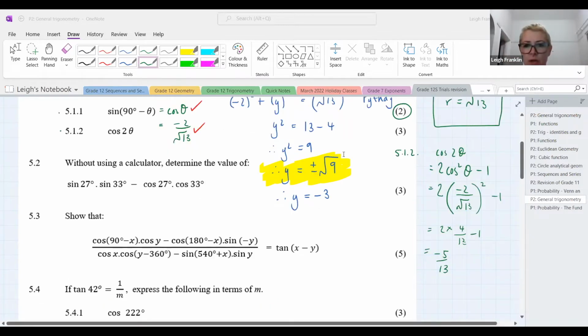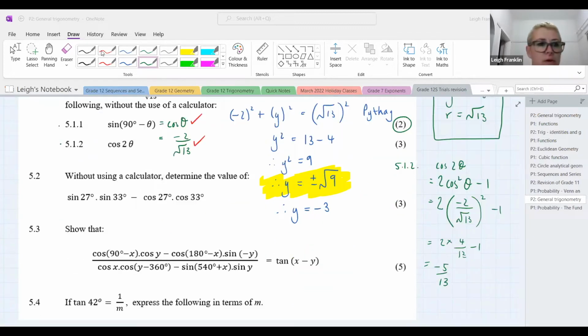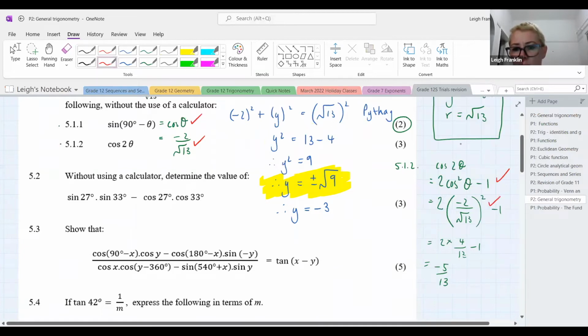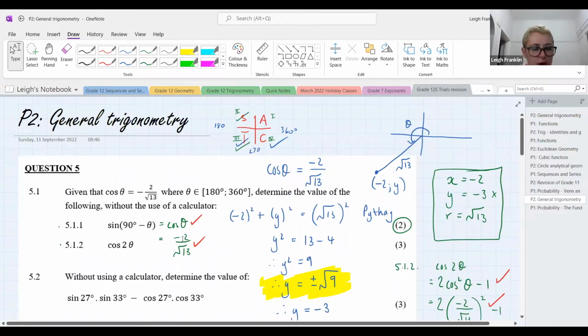All right, is everybody okay with that? So 3 marks here. We have to expand, sub in, and work out our answer. Good stuff. Let's go on with the next question, number 5.2. Unless there are any questions, is everybody fine? Let's just check in with you. Are you all okay? Is 5.1 making sense?